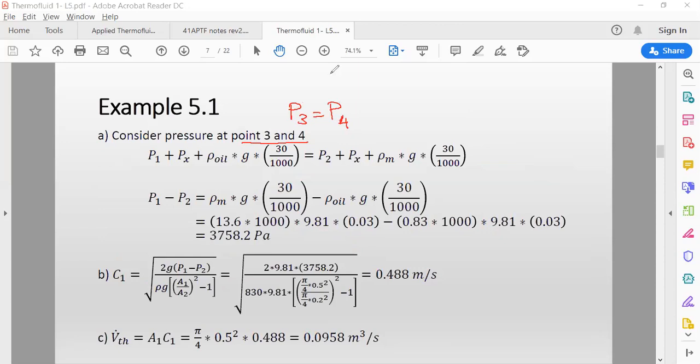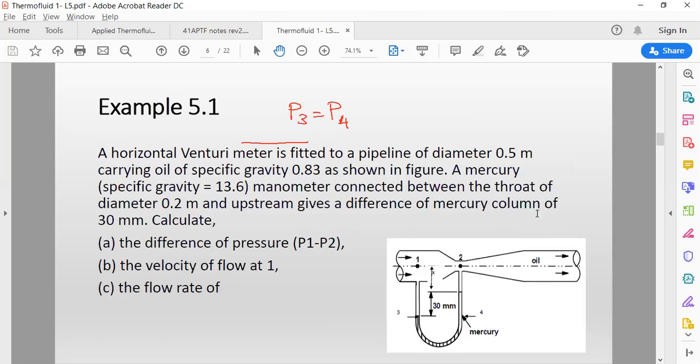Okay, can P3 equal P4? If you look at the diagram, what I'm saying here is that pressure at the same height is the same. These two are at the same height of the same fluid, so P3 must equal P4. The equation for this pressure works based on this theory: pressure at the same height of the same fluid must be the same. So P3 equals P4.